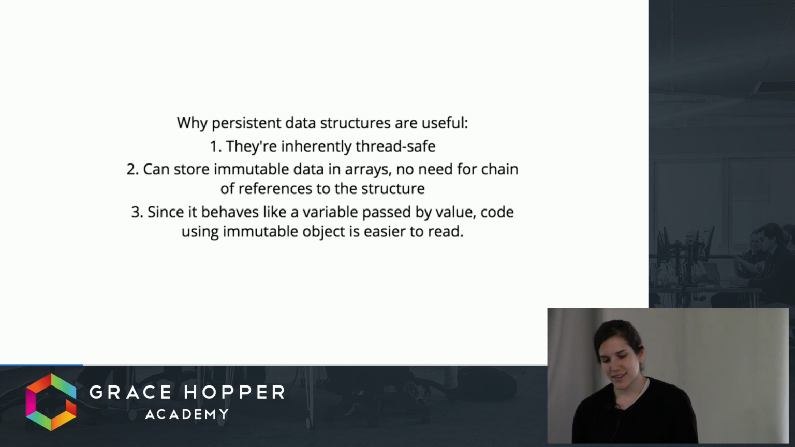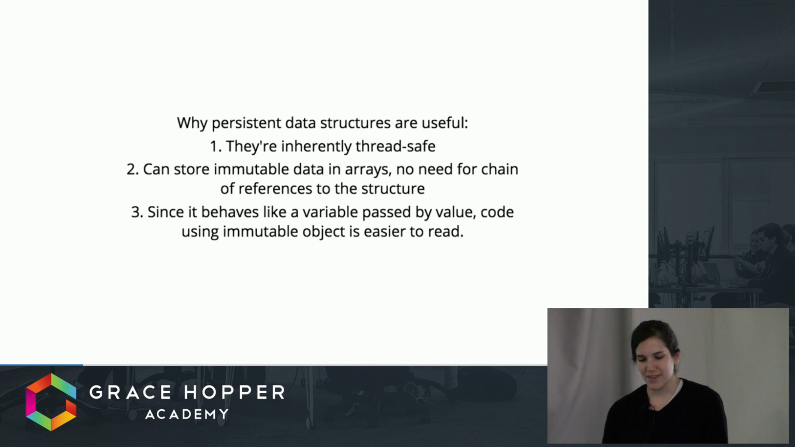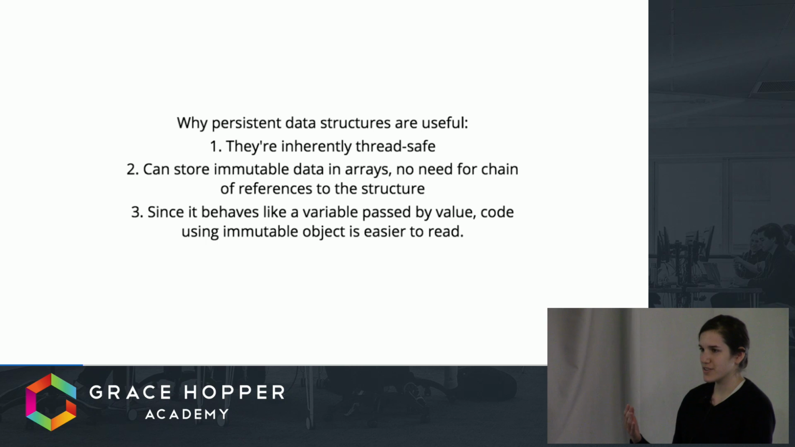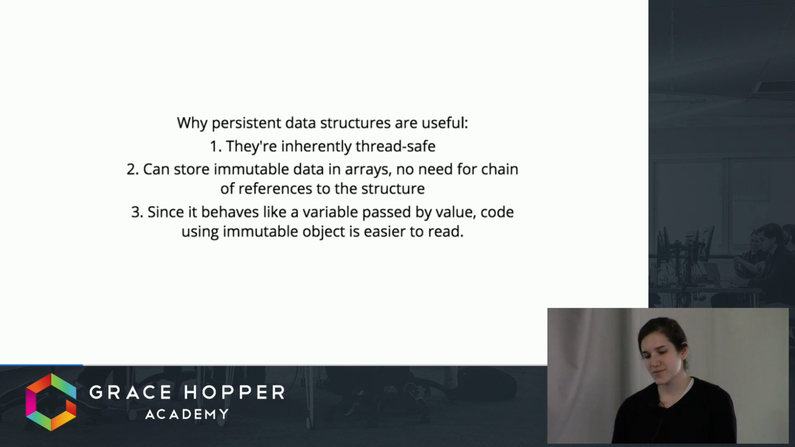And you can store the immutable data in arrays. Since mutable data structures are stored in one place in memory, they are highly immobile. So you would have a chain of references to that data structure, whereas here you can just make a copy wherever you are in your script. Since it behaves like a variable passed by value, the variable you assign to the structure is immutable, so it's easier to read. So throughout your program, you know that that variable will hold the same value.